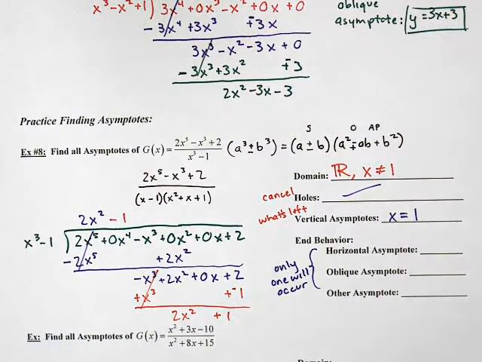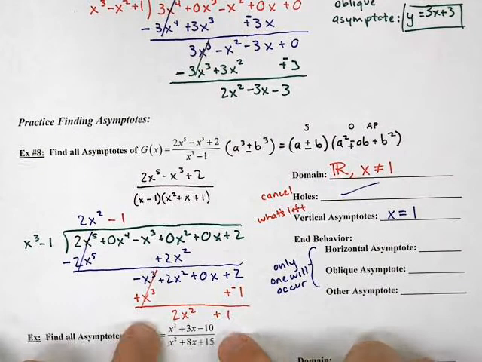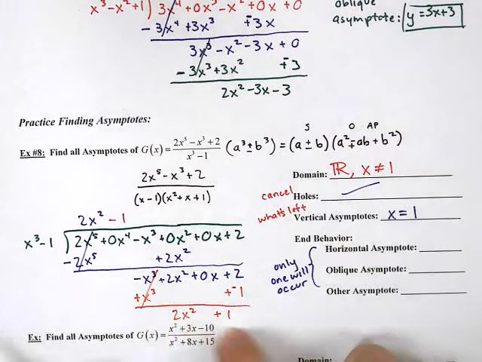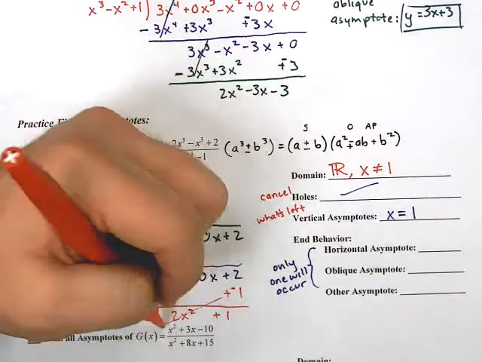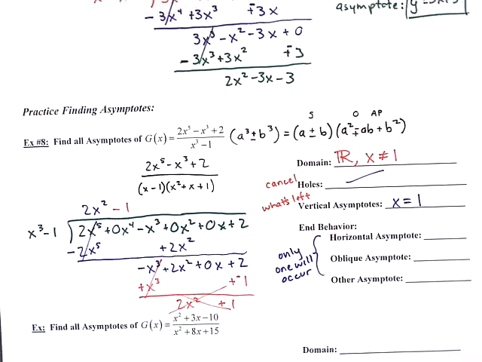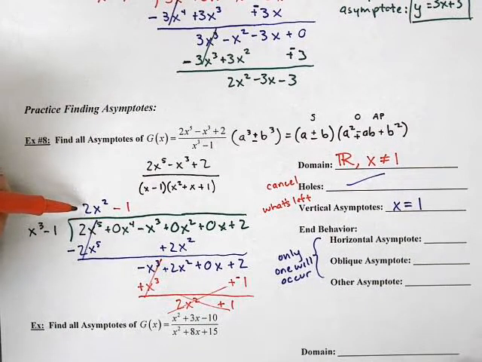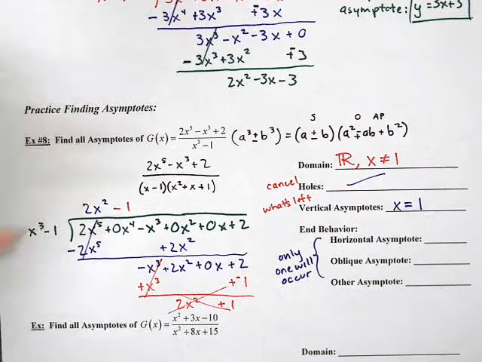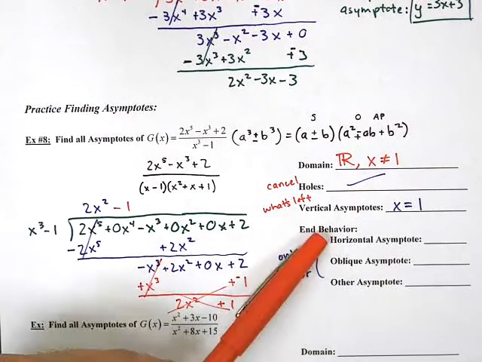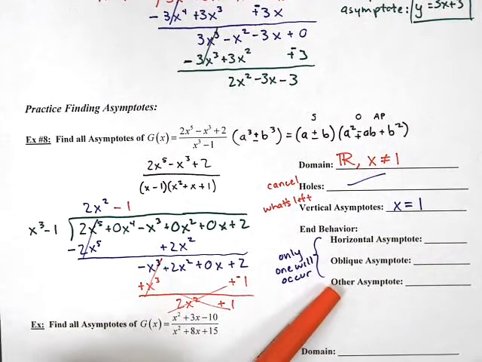Now here's the deal. You have to remember, we can't go any further, so this right here is the remainder, and I don't care about it right now. It's not going to help me with anything. What I care about is my quotient. It's 2x squared minus 1, and we need to decide, is that a horizontal, an oblique, or another?